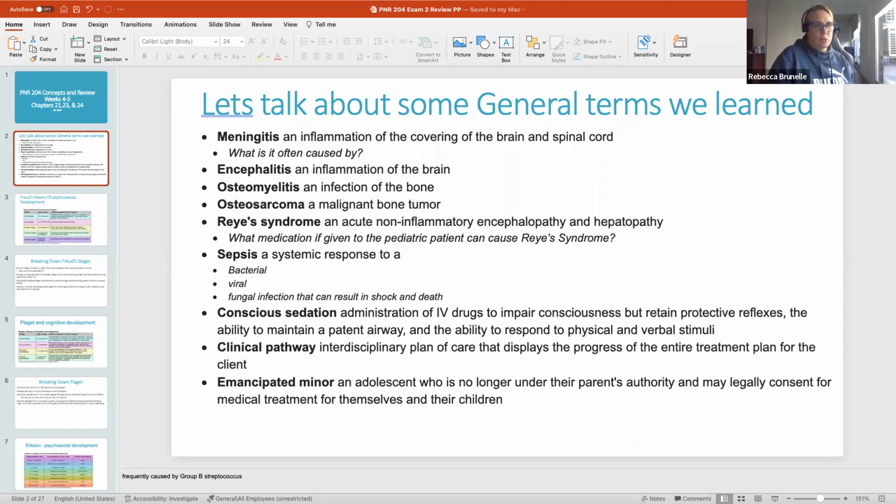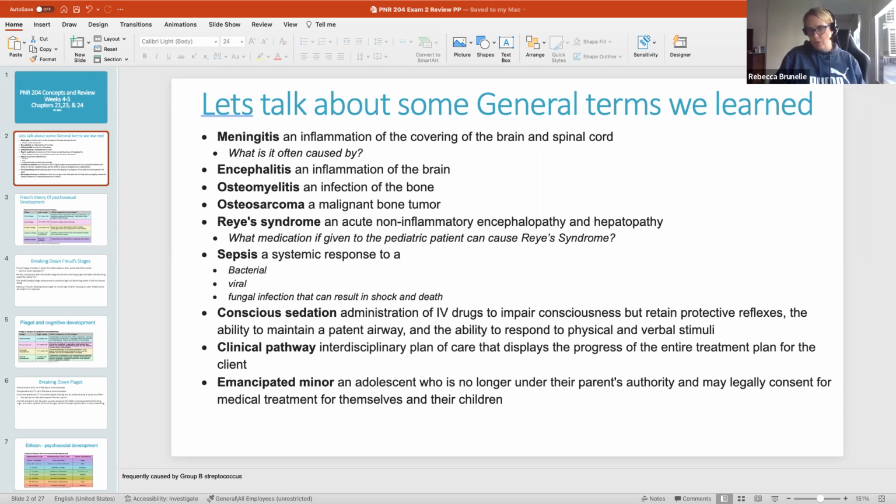There is a term that was discussed in the chapter called conscious sedation. Conscious sedation is administration of drugs so that a child is sleepy, but not totally asleep. So they retain their protective reflexes like their gag reflex. They're able to maintain a patent airway, and they're still able to respond to physical and verbal stimuli, but they're sedated so that they're sitting still for a procedure.